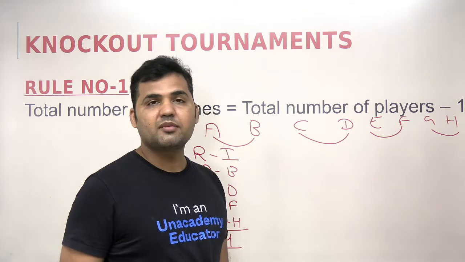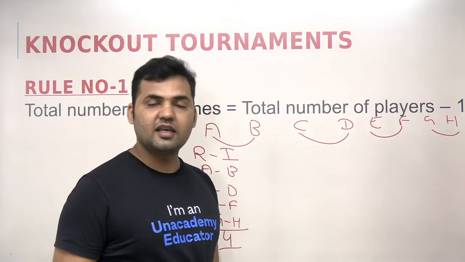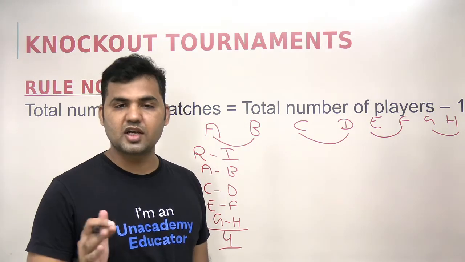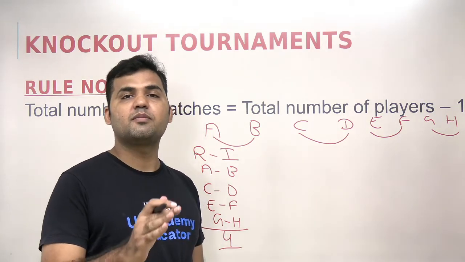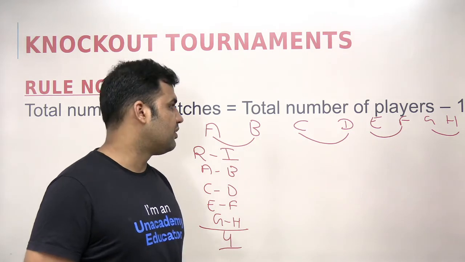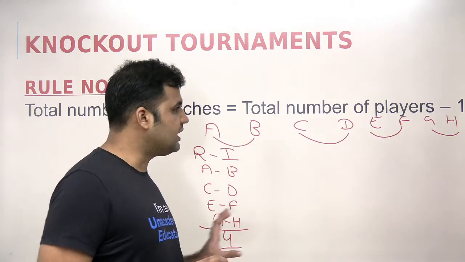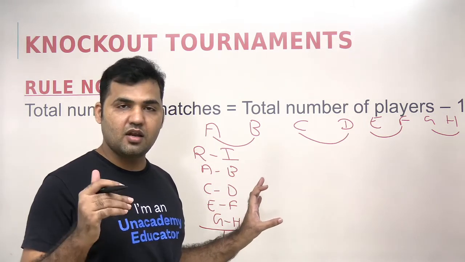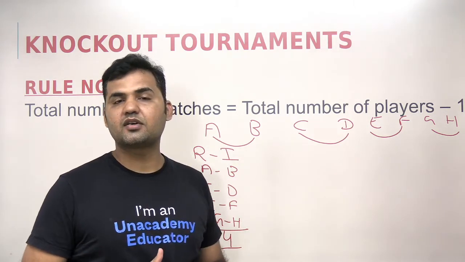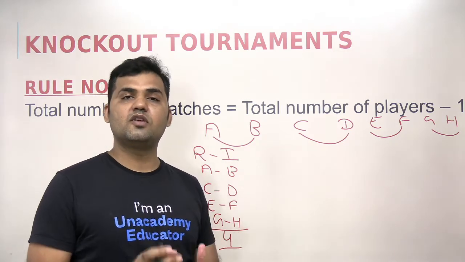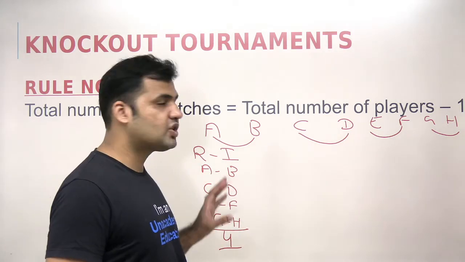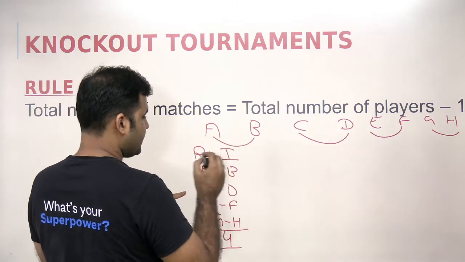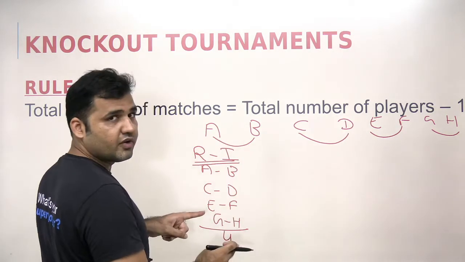Okay, can there be a tiebreaker? Can there be a tie? Yes, there can be a tie, but in a knockout tournament, you will always be given some set of rules based on which you can break a tie. Otherwise, the complete structure gets disturbed if there is a tie match, right? So in a knockout tournament, if the examiner wants to ask questions, we'll always give you some set of rules based on which a tie can be broken. Now, every match will result in a win or loss.